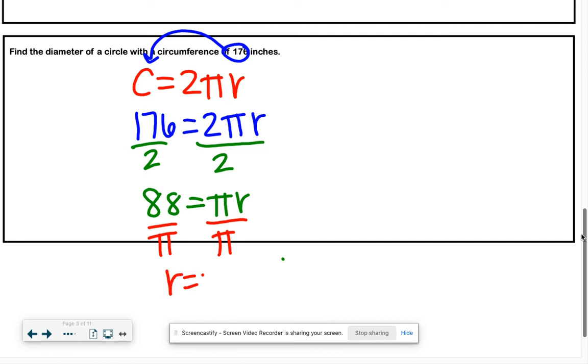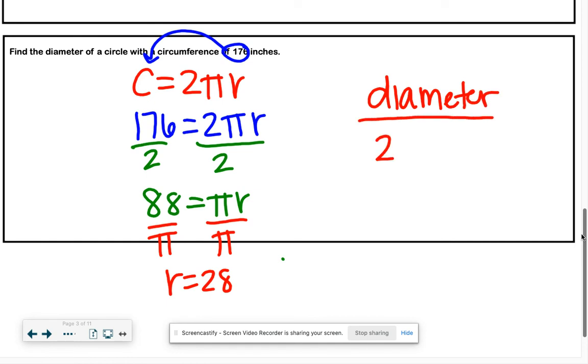Okay, now, but we didn't answer the question. If our radius is 28, what's our diameter? 56. Yeah, we have to double it. No, it's 56. You add another 28, 28 times 2. 56.